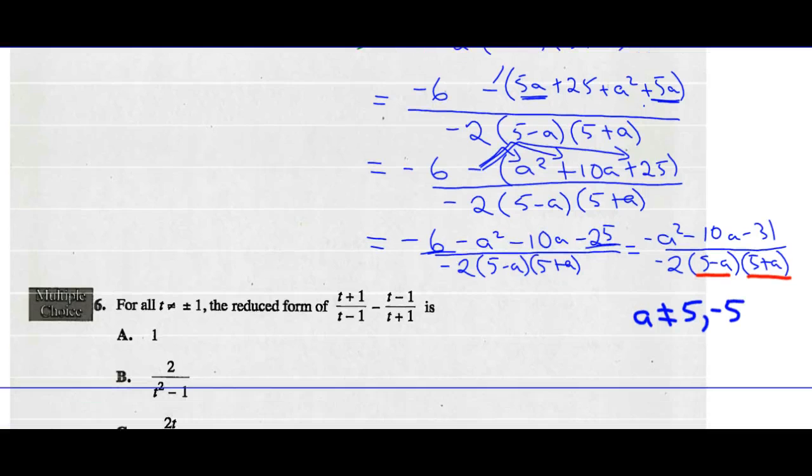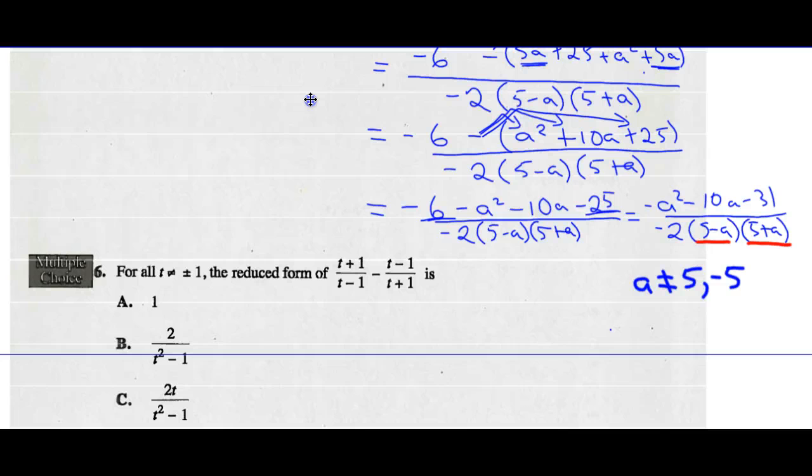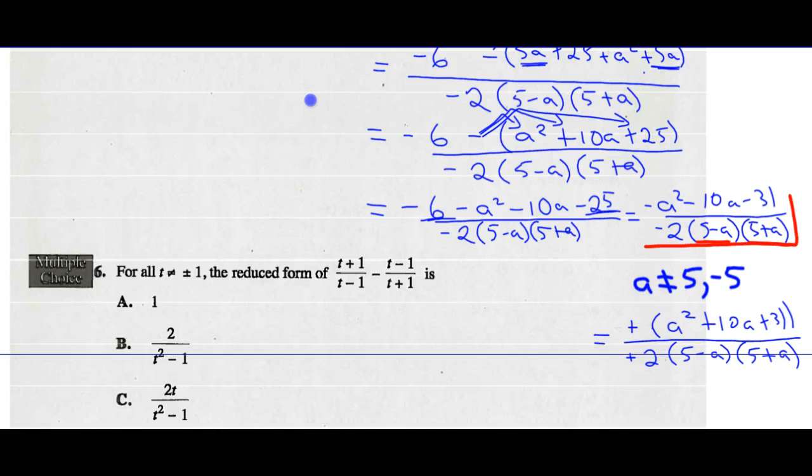Like I said, if I wanted to, I could simplify that maybe a little bit further. Same answer if I want. That numerator could factor out a negative sign and leave that as a squared plus 10a plus 31 all over negative 2 times 5 minus a times 5 plus a. And then these negative signs could both become positive. So either form would be fine. That's one simplest form, restriction, or you could have it in this form, but they're both acceptable.